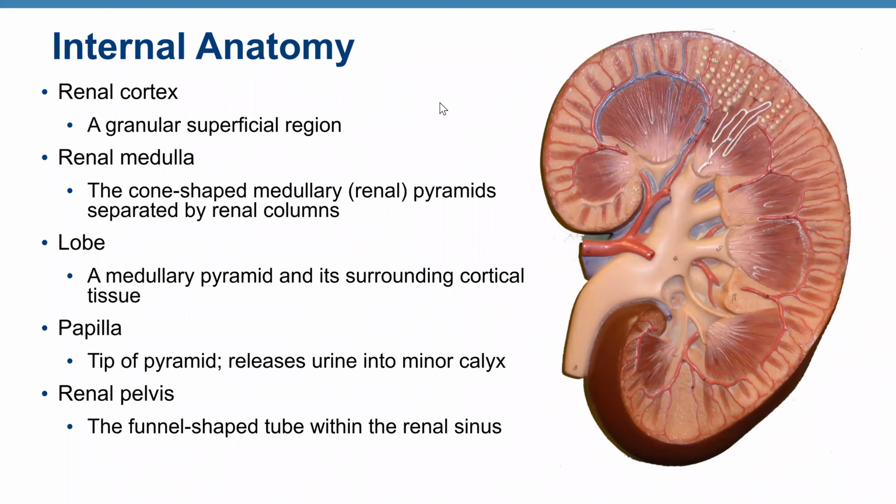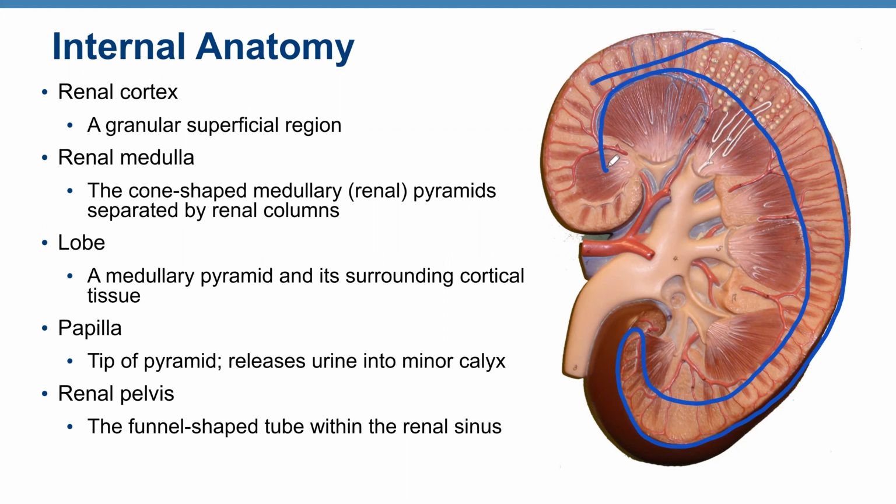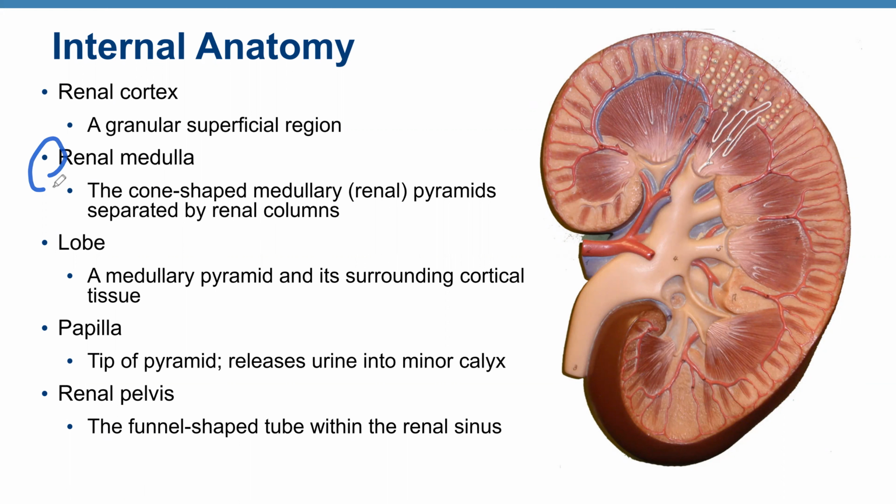Internal anatomy of the kidney. The kidney is made of a renal cortex, so this area over here. It's the outer layer, a granular superficial region. You would actually see lots of granules inside the cortex. Then the renal medulla, so that's a renal medulla right there.